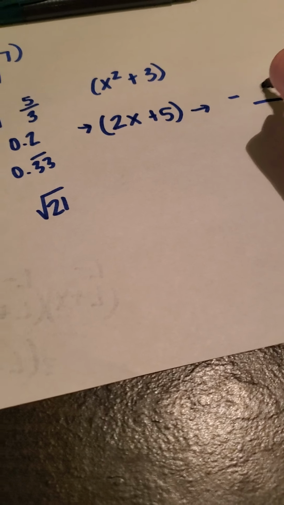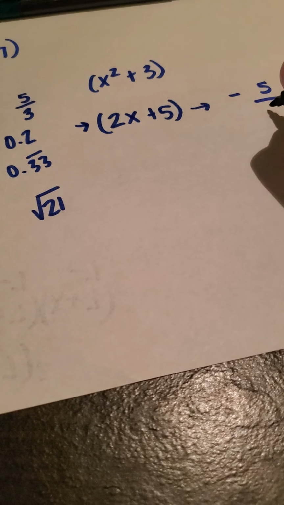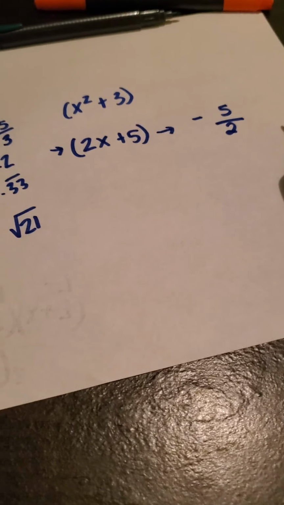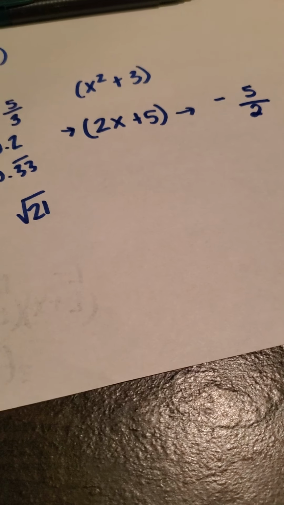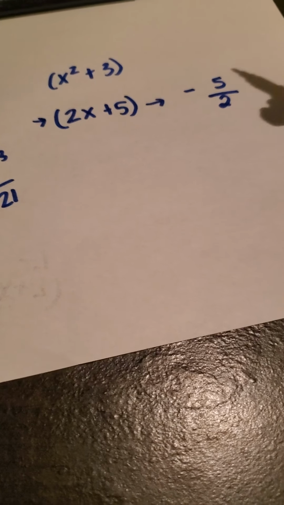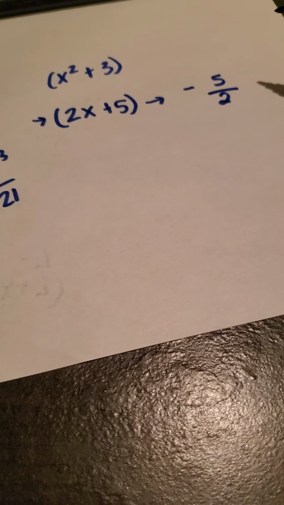This back number is always my top number. This number here is always my bottom number. So negative 5 over 2 would be the solution for that, which is a rational number because it can be rewritten as a simple fraction. Well, it already is in a simple fraction.